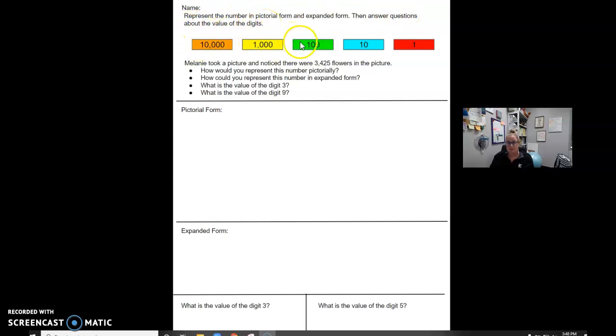Here you will see different place value discs. You are able to move these around. You're able to drag them around. Here is what our first question says.